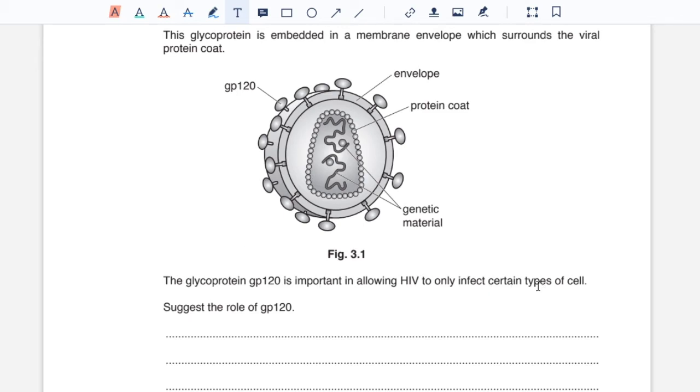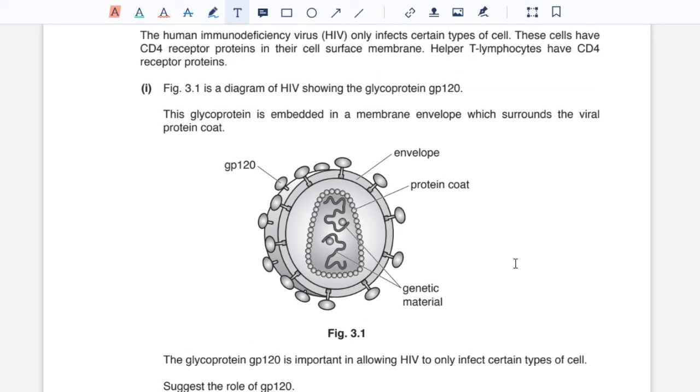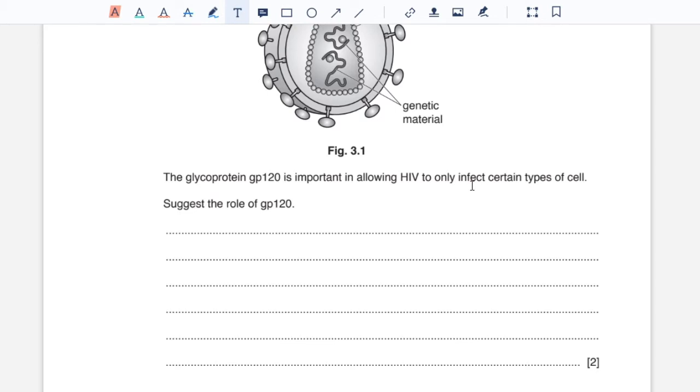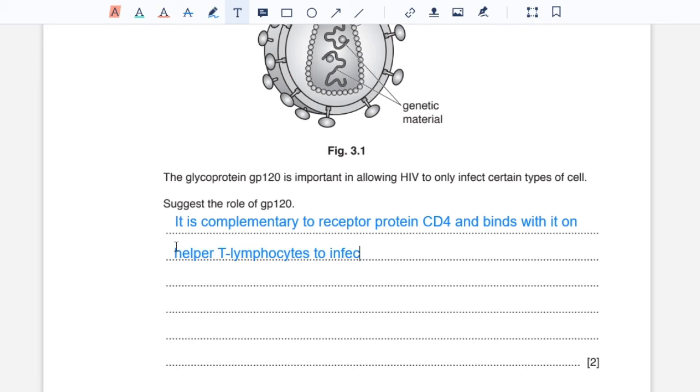These certain types of cells are supposed to have the receptor protein CD4, and you're supposed to suggest the role of GP120. So this GP120 is going to be complementary to CD4, and it's going to bind with it on helper T lymphocytes to infect them, because for the binding to occur, the shapes have to be complementary. The antigen and the receptor are supposed to be complementary.